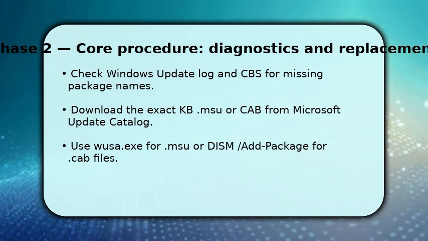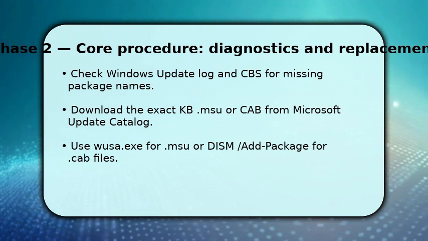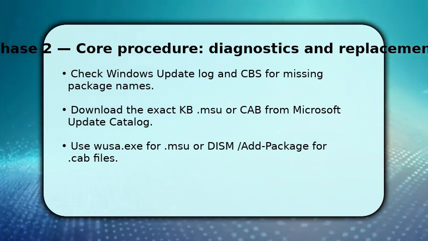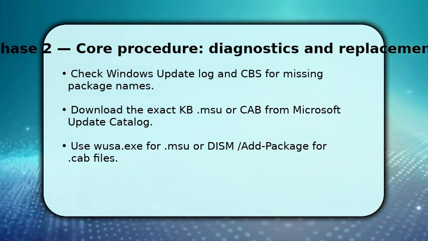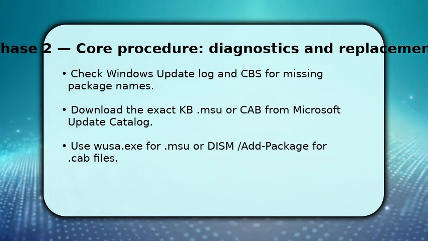If it's an MSU, install with wusa.exe. If it's a CAB, use dism /online /add-package with the full path. Make sure to run these installers elevated and reboot if prompted so component changes take effect.